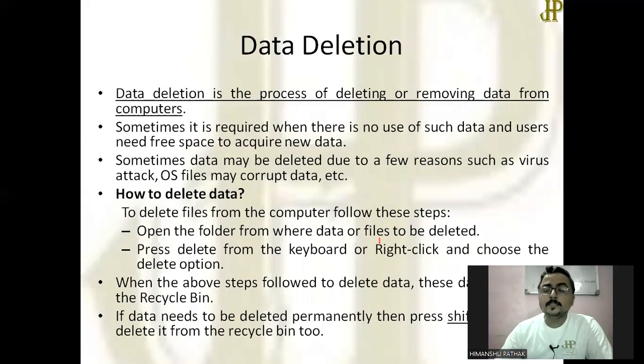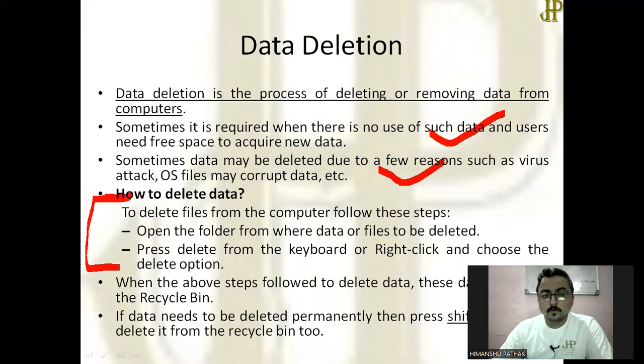Data deletion is the process of deleting or removing data from computers. Sometimes it is required when there is no use of the data, so the user can free space to acquire new data, or sometimes data can be deleted for other reasons such as virus attack, OS files corrupting data, etc. Clear?